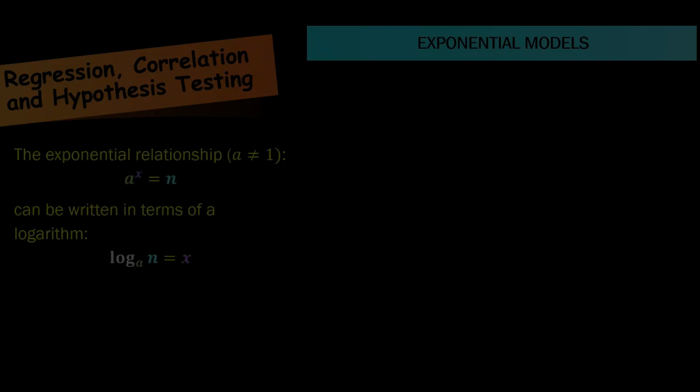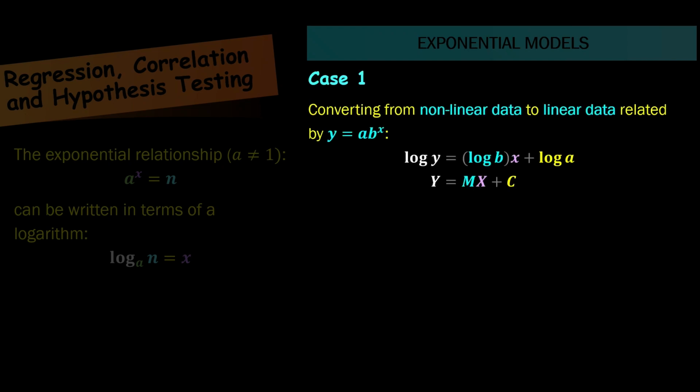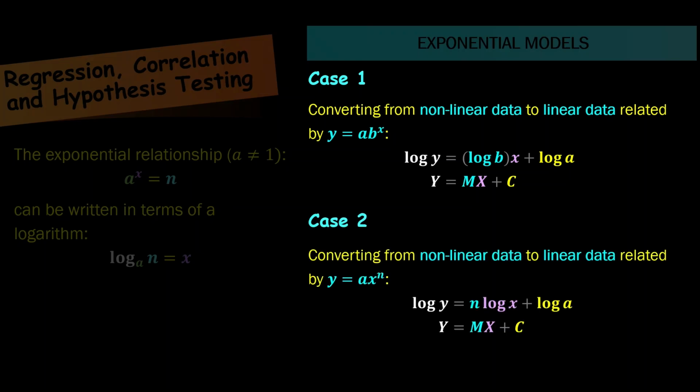Let's now give a summary of both these cases. Recall that in case 1, we had that y equals ab to the power x can be converted to linear data by using the formula log y equals log b times x plus log a. And the second case, y equals ax to the power n, can be converted to linear data by using the equation log y equals n log x plus log a.